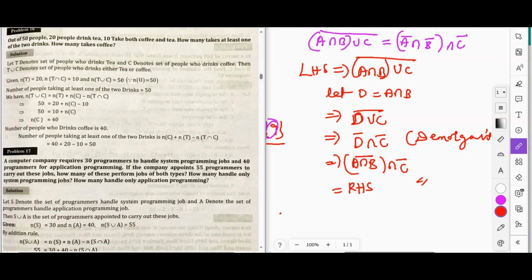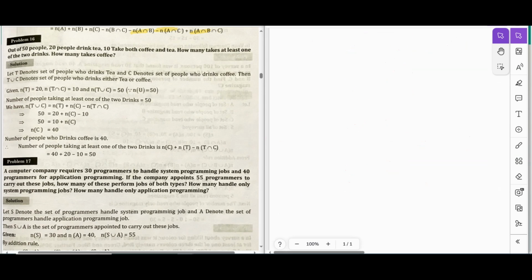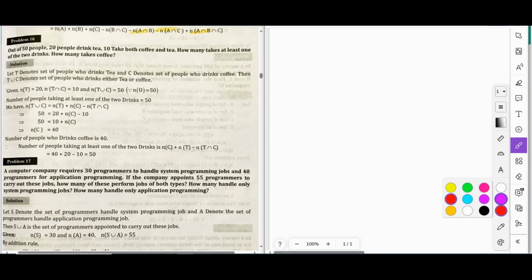Okay, so now moving on with the cardinal problem. What is meant by a cardinal problem? A cardinal problem is nothing but they'll give, say, 50 people. So how many people are there? We'll just solve this. Out of 50.